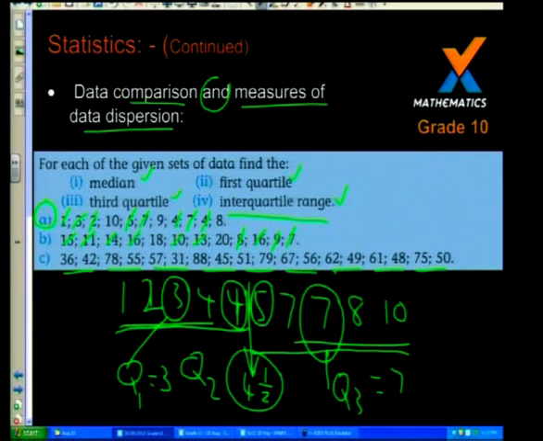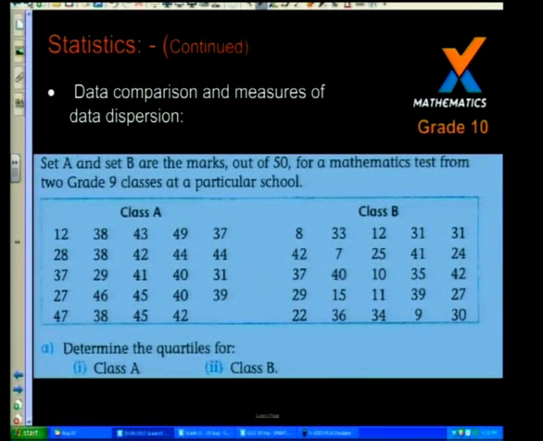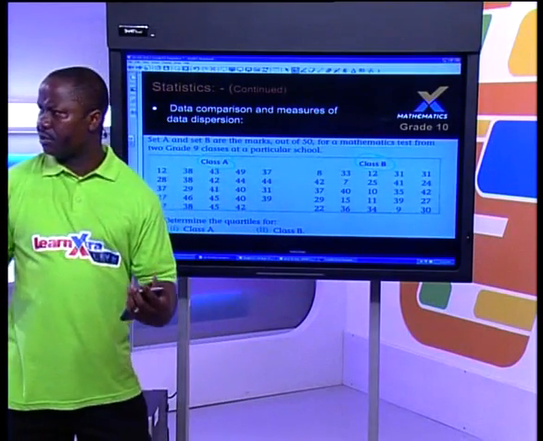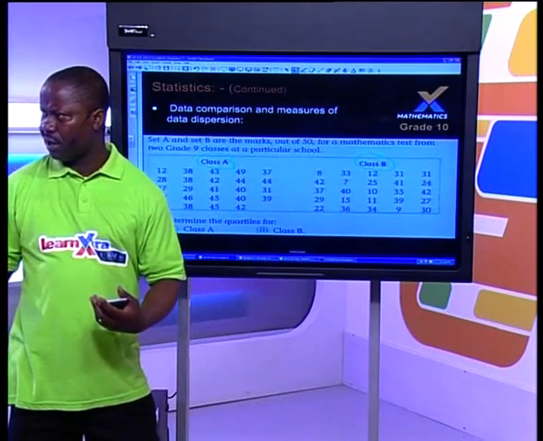If I move to comparison in the next question, you will see that you have been given 2 sets of data. One is called class A, and the other one is class B. And this is a mathematics test, and those are just the marks out of 50 in each case. All right. And this question, I think we can carry on after the break. I think so, right? Yeah.